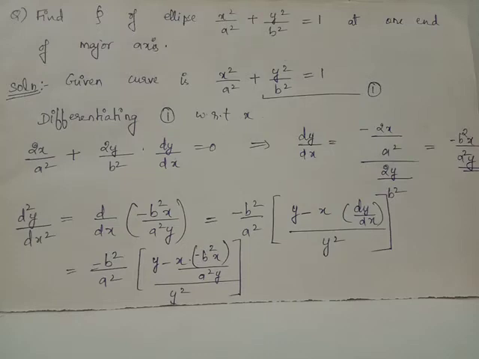Find the radius of curvature of the ellipse x square by a square plus y square by b square equals 1 at one end of the major axis. Let us call the given equation of the ellipse as equation 1.